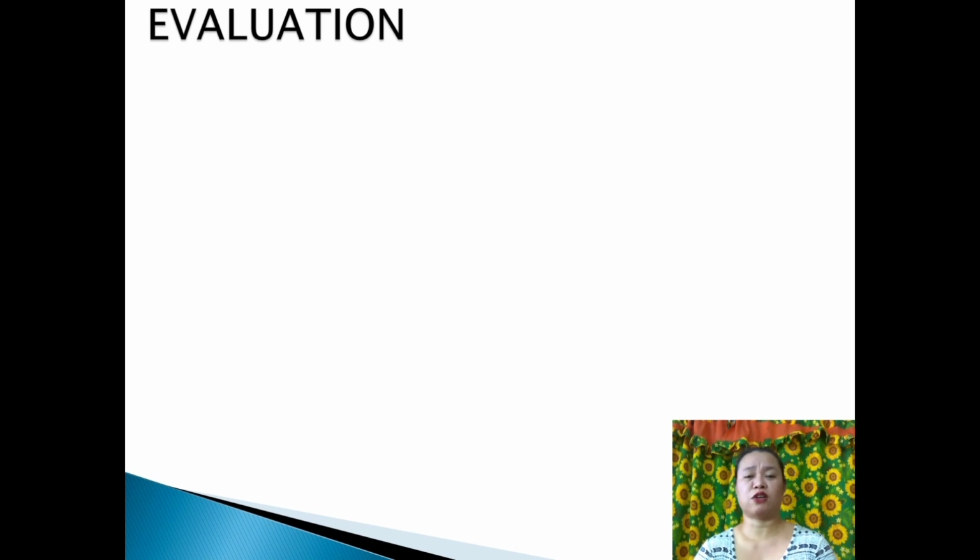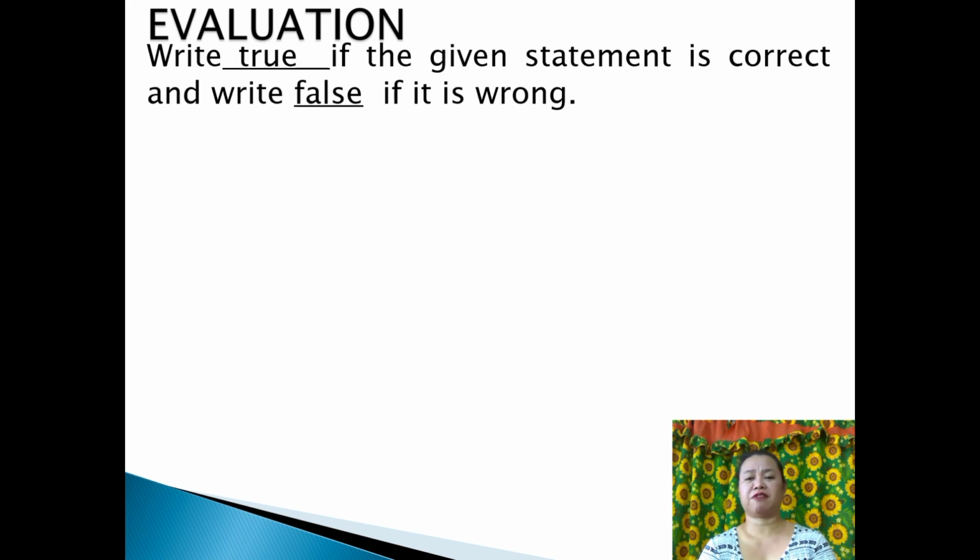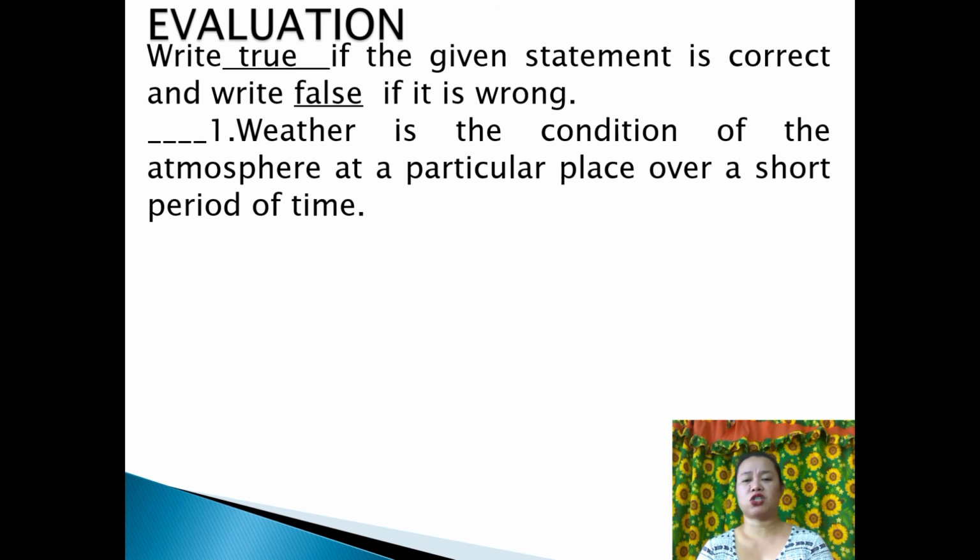Let us go to our evaluation. Okay, write your answer. Write true or false. Write true if the given statement is correct, and write false if it is wrong. Are you ready? Start with number one. Weather is the condition of the atmosphere at a particular place over a short period of time.